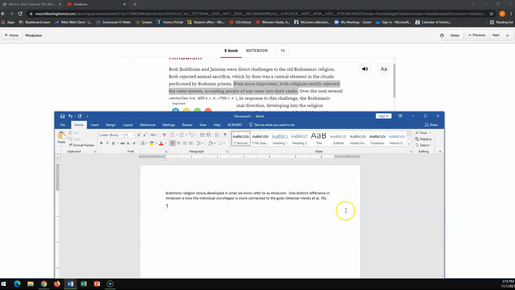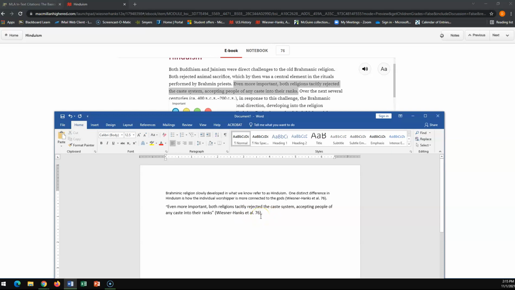If I do that, then I need to put it in direct quotes. Move that period to the end. Put in my quotes. This is also on page 76. There we go. So that's when you direct quote. Right? So summary or direct, they look the same, don't they?